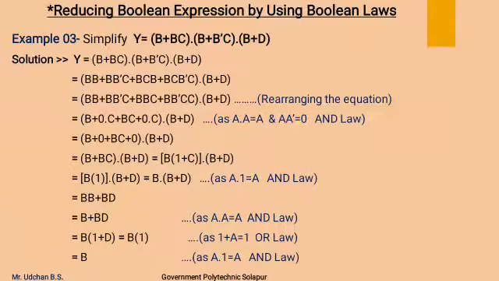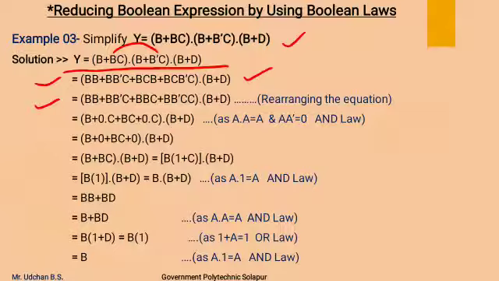Now we have to simplify the third example, that is y equal to b plus bc into b plus b bar c into b plus d. First, the equation is written as it is. After that, in this equation these two brackets are multiplied with each other, and we get this equation. Now, rearranging the terms, we get the equation like this, where the same variables are written together.